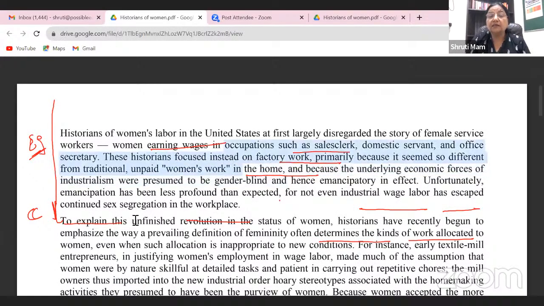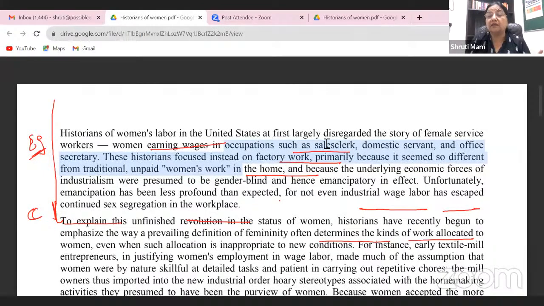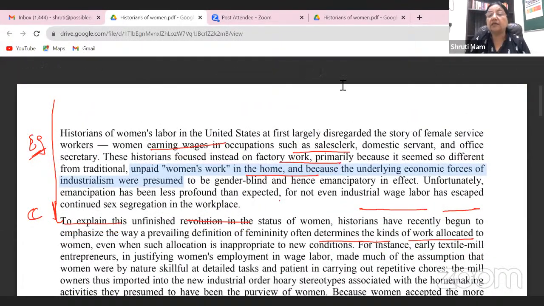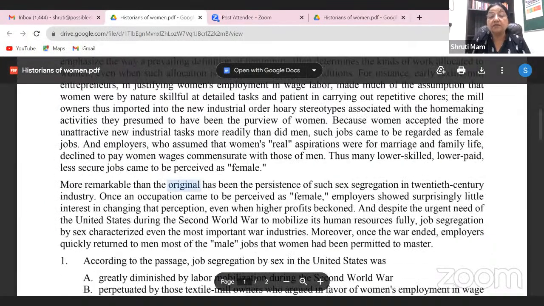So he did not tell us what time it was, but he really talks about it, that there's disregard of the story of female workers, women earning wage of sales clerk. He clearly talks about at some point there is segregation. Now he brings us to the sex segregation in 20th century industry.